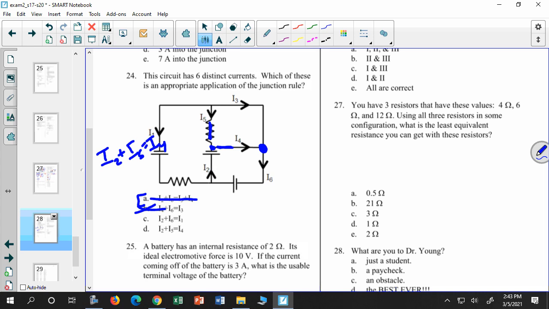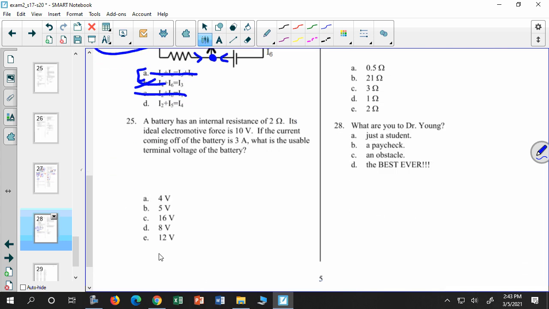This next one is I2 plus I6 equals I1. Is that one correct? Not correct. I'm looking at this junction. My incoming currents are I1 and I6, and that would be equal to I2. Not correct. And then finally, I2 plus I5. Oh, look, that's the first one that I wrote. So that one is correct. All right, you're going to do electromotive force. Make sure you know how to do that.